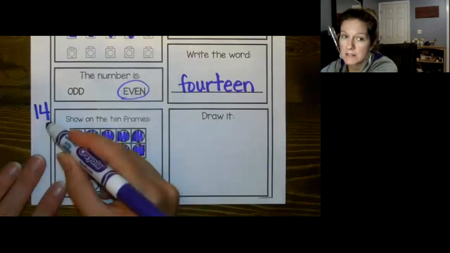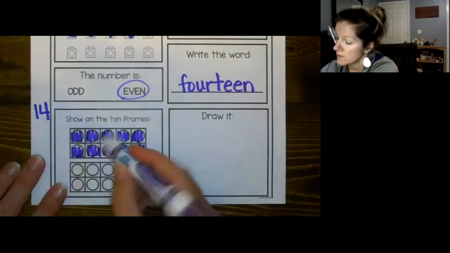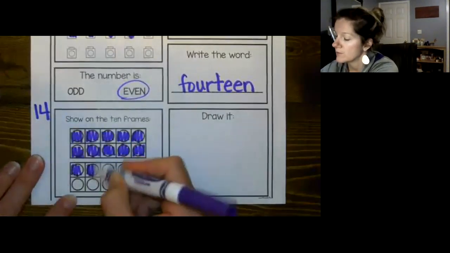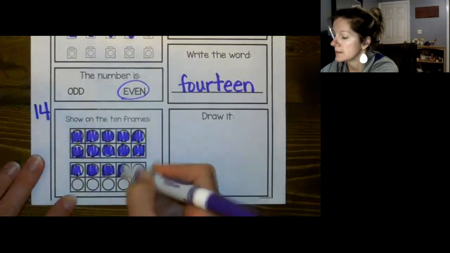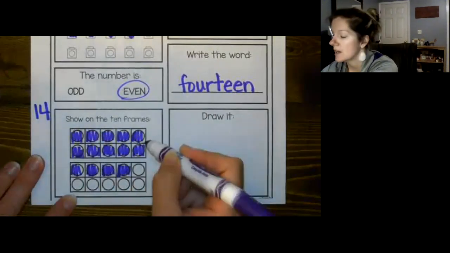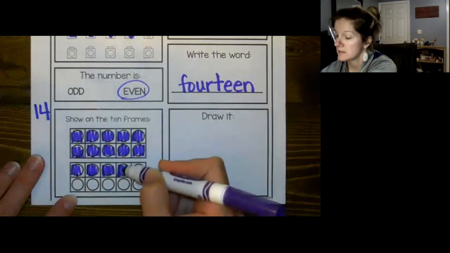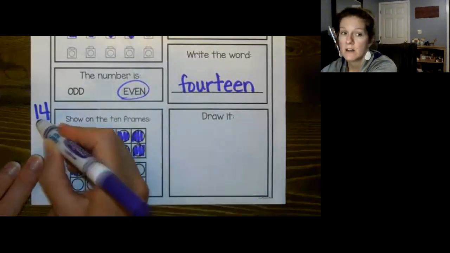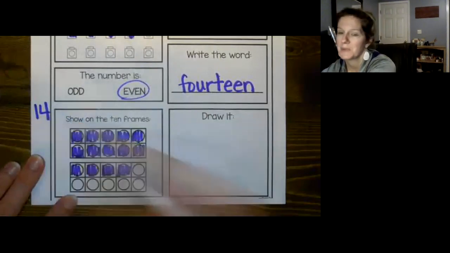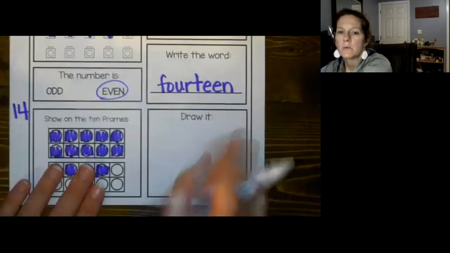And how many extra ones is it? 4. So we're just going to color in 4 extra ones. A group of 10 and 4 extra ones. See, one group of 10, 4 extra ones.